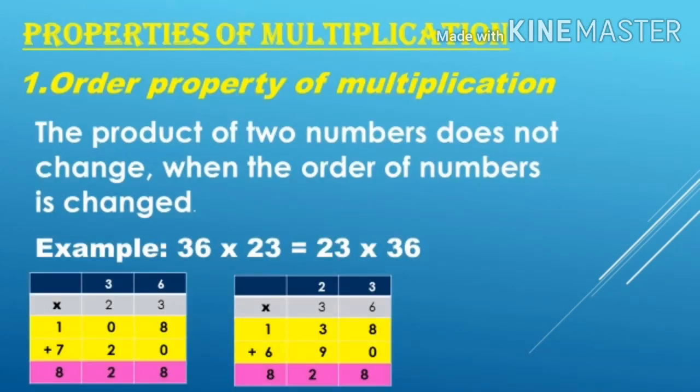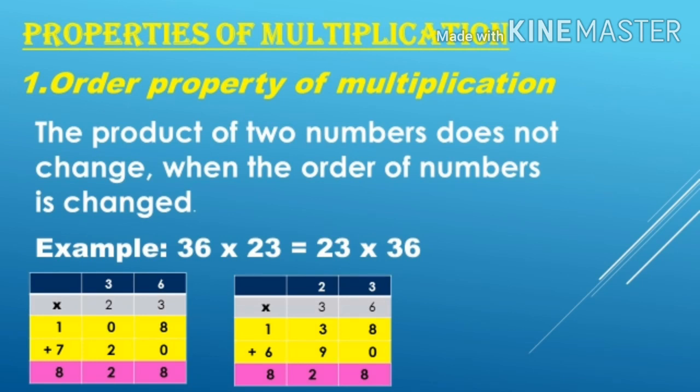Now children, I am going to explain the 5 properties of multiplication. Children, the properties make the calculation very easy. For addition, subtraction, multiplication and division, we use certain properties to make the problems easy to calculate. So now you are going to learn about that. Let me explain the very first property, that is the order property of multiplication.